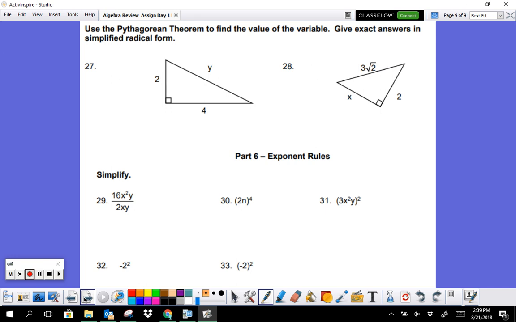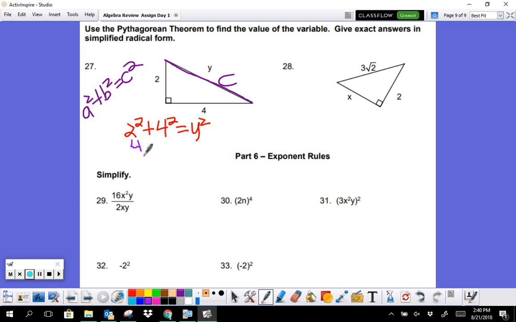Okay, here we're going to use Pythagorean theorem. Use the Pythagorean theorem to find the value of the variable, give exact answers in simplified radical form. So you just need to make sure you identify where your hypotenuse is, because that's going to be your c side. Pythagorean theorem is a squared plus b squared equals c squared. So I'm going to plug in everything that I know here. I'm going to say that a is 2. So it's 2 squared plus b is 4 squared equals y squared. That's the side we don't know.